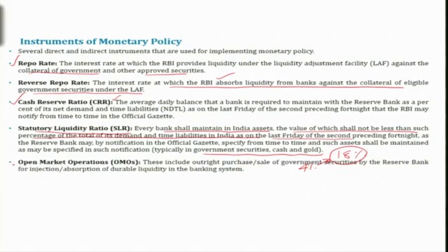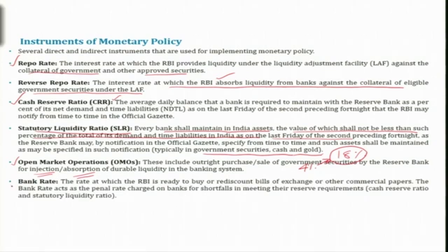Another tool, you are familiar with this one as well, is open market operation. These include outright purchase or sale of government securities by the Reserve Bank for injection or absorption of durable liquidity in the banking system. So if they want to inject more money, more liquidity into the economy, the central bank RBI will do open market purchase. Otherwise, if they want to reduce the liquidity in the banking system, then the RBI will sell government securities in the market and take back money, reducing the money supply in the economy and the banking system.